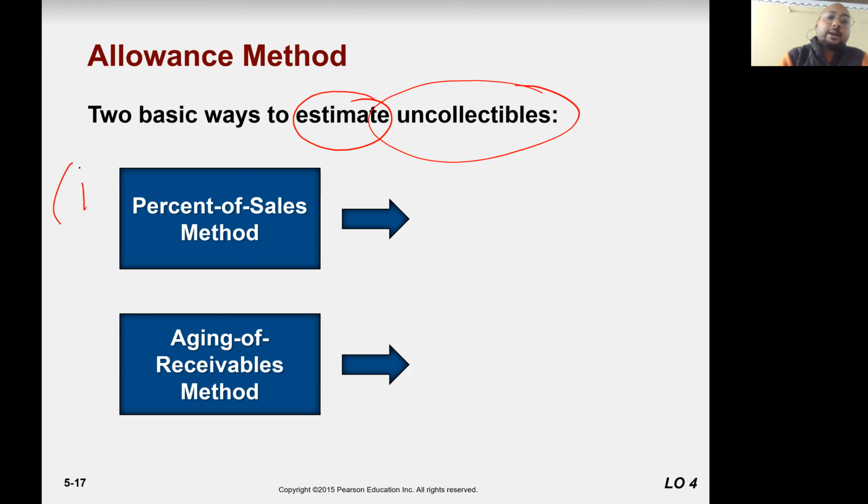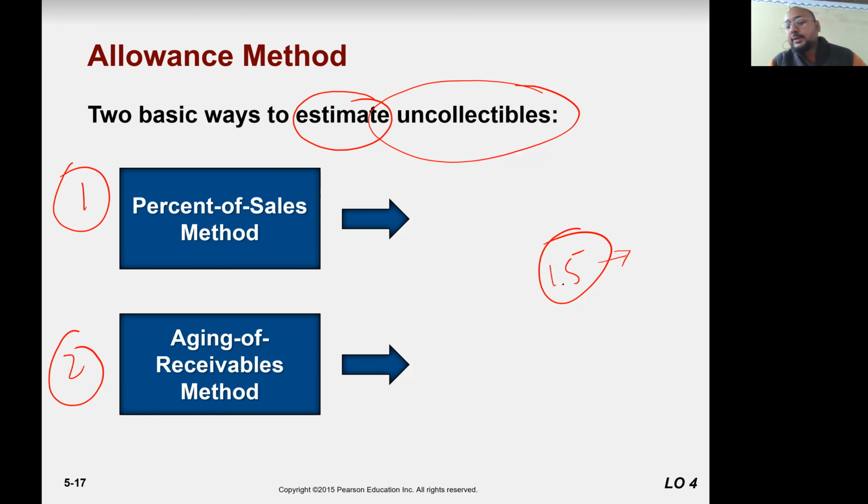So there are two methods. Number one, percentage of sales method, which is the easy one, and then aging of accounts receivable method. If you give a longer period of credit to a customer, say one customer is given only 15 days to pay, his chance of uncollectability is less compared to a customer whom you have given 90 days. So the chance of getting uncollectible is high for a longer period of time. So we age the accounts receivable.